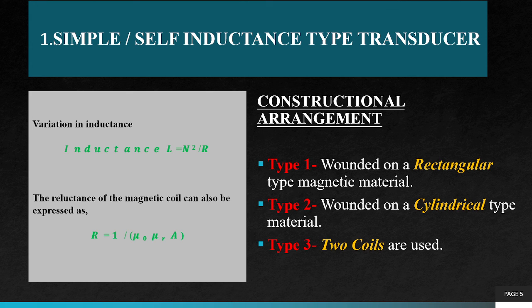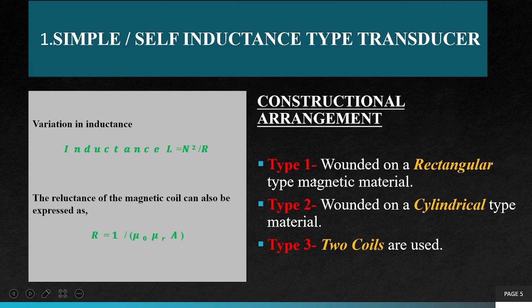Before going into the examples of variable inductance transducer, we'll just see about the functional types. As I've already told you in the previous slide, variable inductance transducer is divided into two types by considering the function. The first one is simple or self-inductance type transducer. This is arranged by some constructional arrangement. We can see that here: type 1, type 2 and type 3.